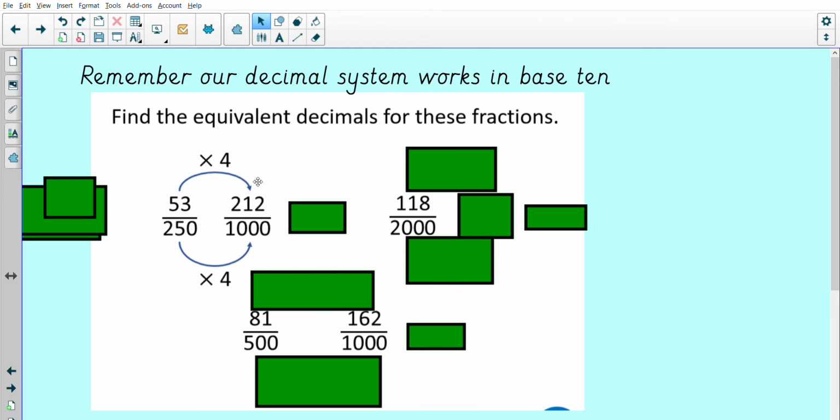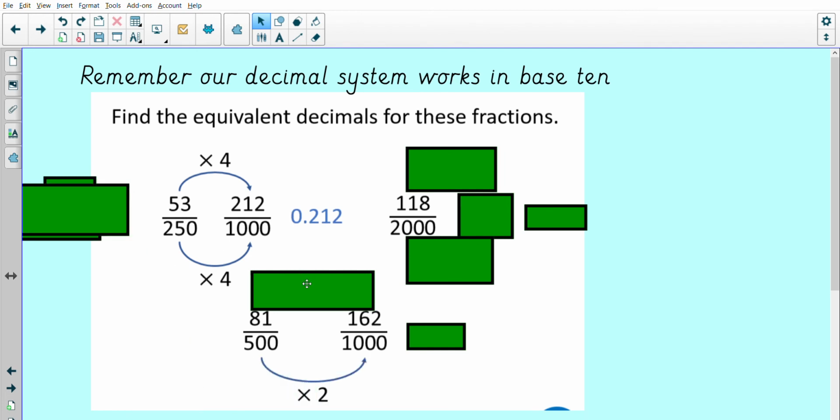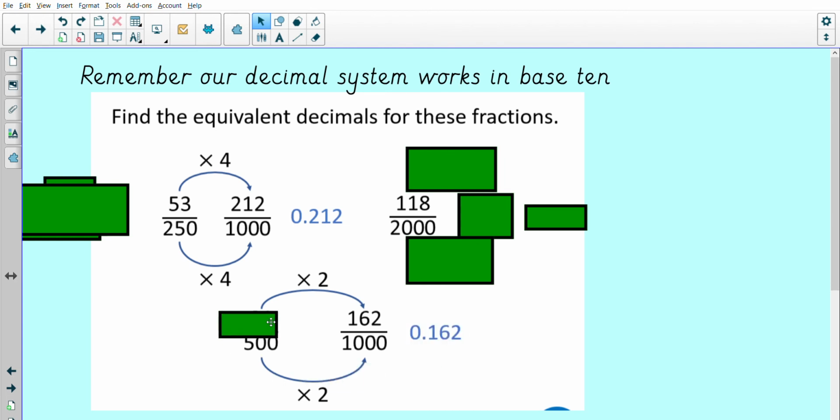How would we change that to a decimal? It's 0.212. Okay, have a look at this one. I've actually given you the answer. How has it changed from 500 to 1,000? Well, we've multiplied it by 2. So what I do to my denominator also happens to my numerator. So to get from 500 to 1,000, we multiply by 2. 81 times 2 is 162. And as a decimal, it is 0.162.